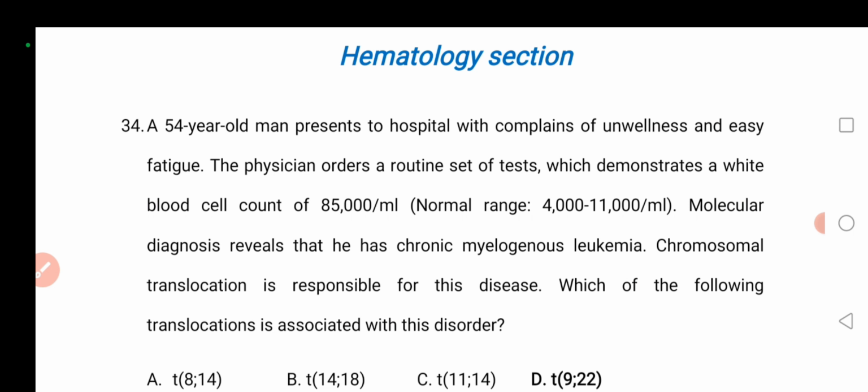Swap means interchange of places. If there is interchange of places on the chromosomes, there is a chance of irregularity in the control of proliferation of cells. This will lead to disorders such as leukemia, of which chronic myelogenous leukemia is one. So the most common type of translocation is t(9;22), the translocation between chromosome 9 and chromosome 22. So the correct answer is D.